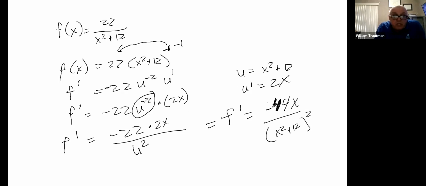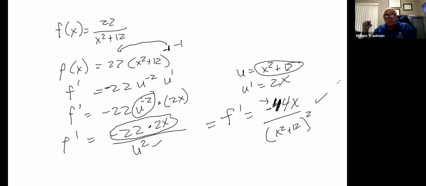Is everybody okay with that? I multiply these two together, and I got -44. This u to the -2 goes to the bottom as u squared. I plug u back into it, and this is what I get for the first derivative. All right, I'm going to erase everything except that first derivative.